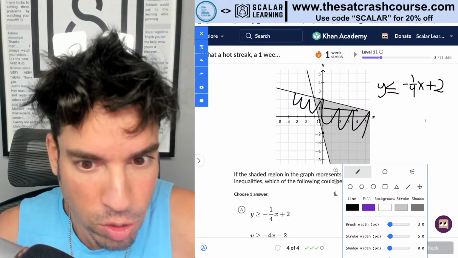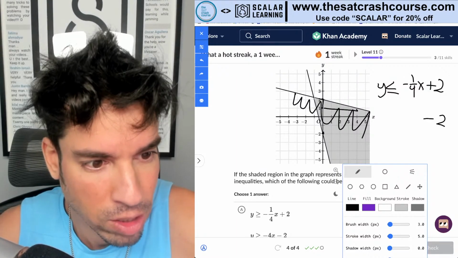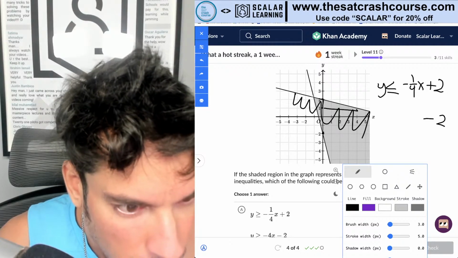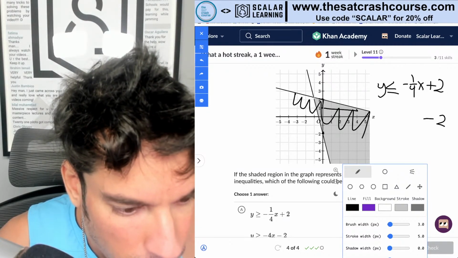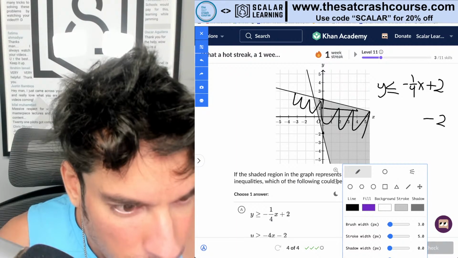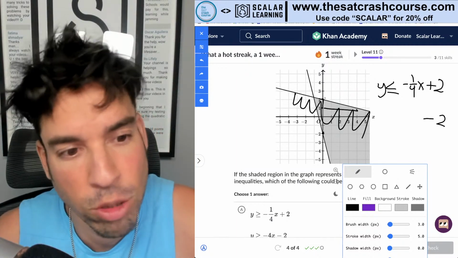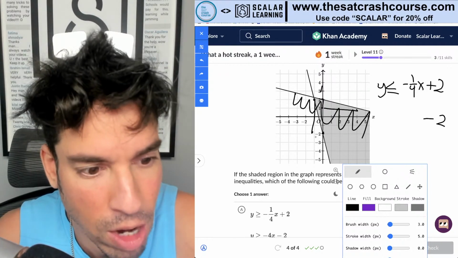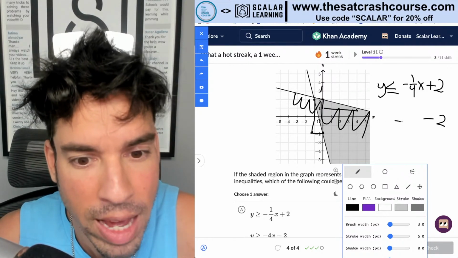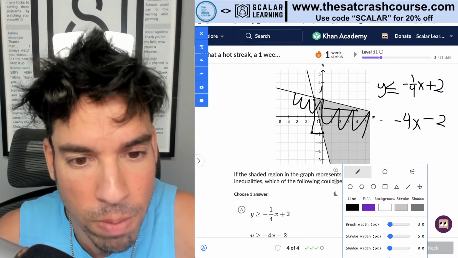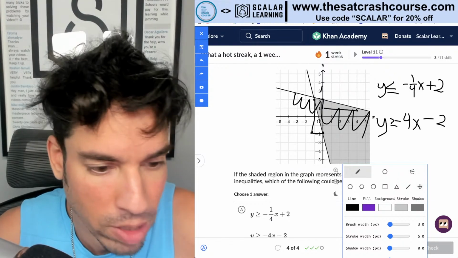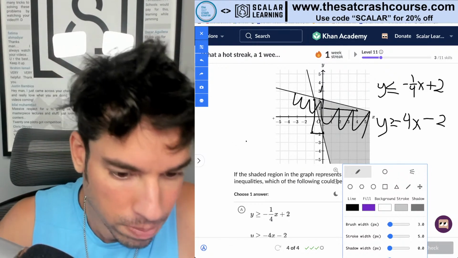This equation has a y-intercept of negative 2 and a slope of... Wait, I can't be right. I think this graph is messed up. Oh, the intersection point doesn't matter. Never mind. It's not messed up, but the intersection point's irrelevant. It has a slope of down 4 over 1, meaning negative 4 over 1, or negative 4. And again, it's shaded above, so we need y is greater than or equal to. Now, I have my equations.